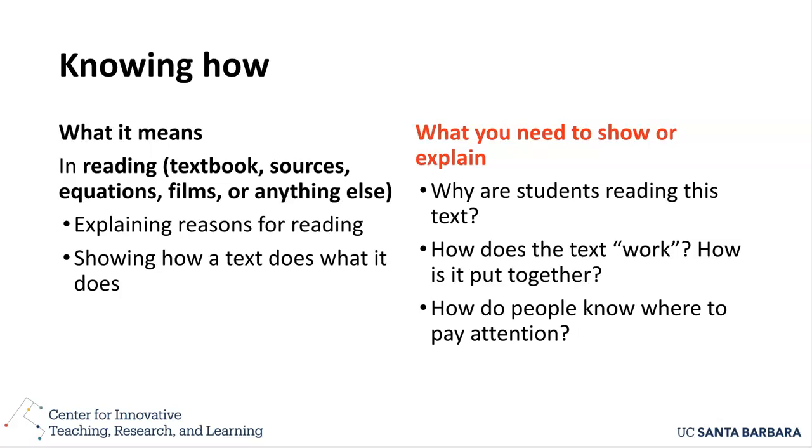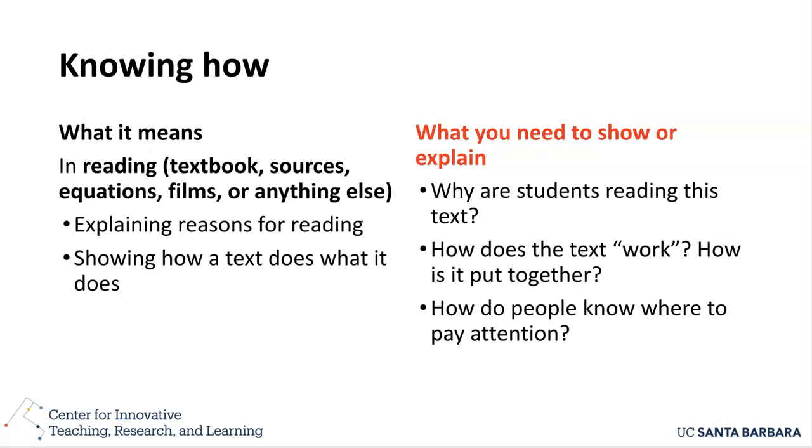Knowing how is something that's really important, but we might not always introduce as explicitly as other things. It means knowing how to engage the things that we're asking students to engage. So for example, in reading, and by reading I mean textbooks, primary sources, equations, films, photographs, anything that you're asking students to engage with, explaining why people are reading it and how they should do it. How does this text do what it does?